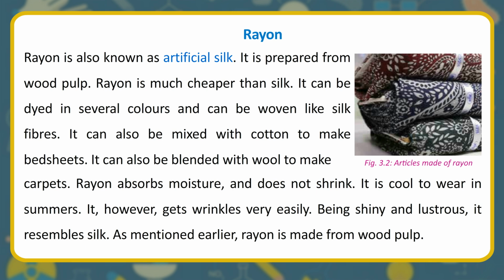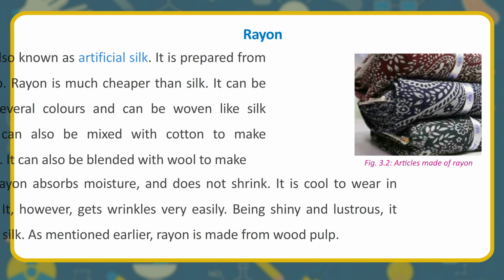Rayon absorbs moisture and does not shrink. It is cool to wear in summers. It, however, gets wrinkles very easily. Being shiny and lustrous, it resembles silk. As mentioned earlier, rayon is made from wood pulp.